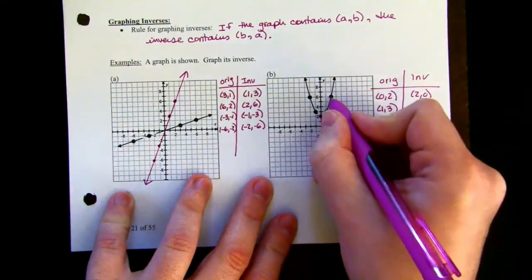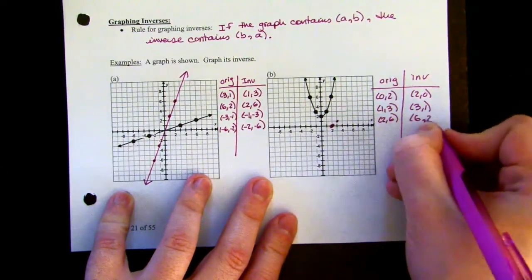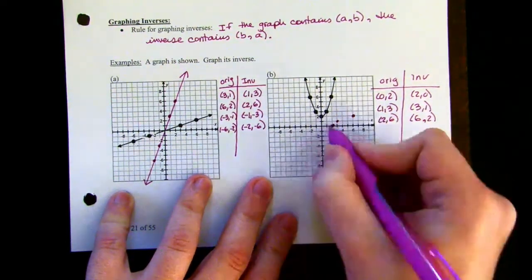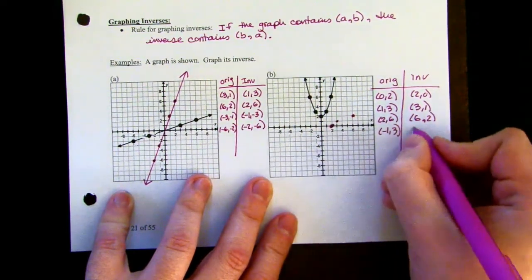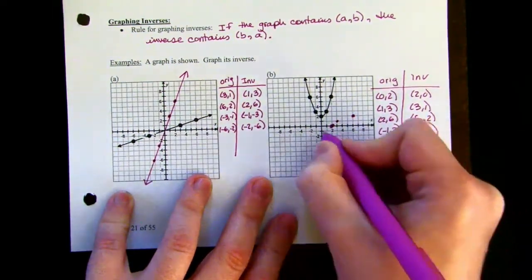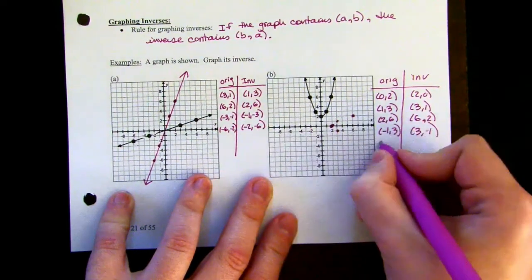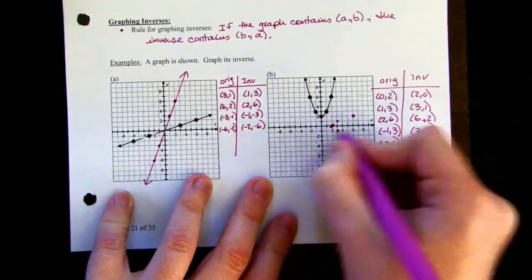I've got 2 comma 6 on the original. That's going to give me 6 comma 2 on the inverse. Got negative 1, 3. That'll give me 3, negative 1. I've got negative 2, 6. And that's going to give me 6, negative 2.